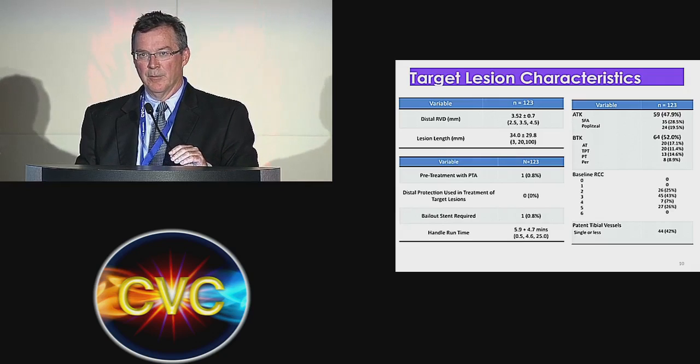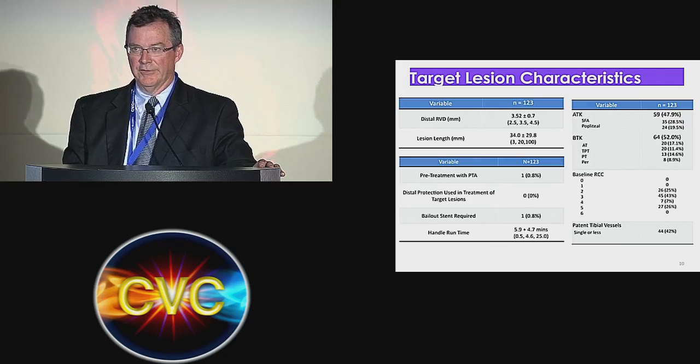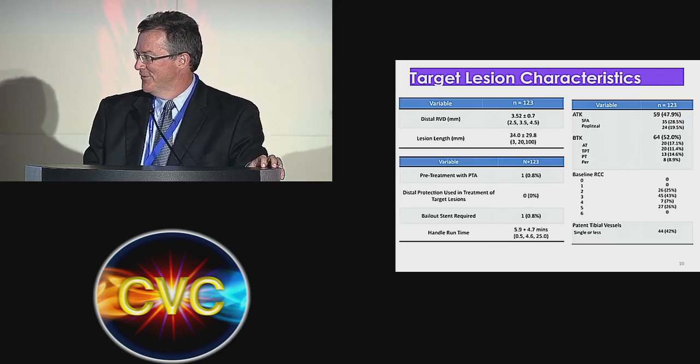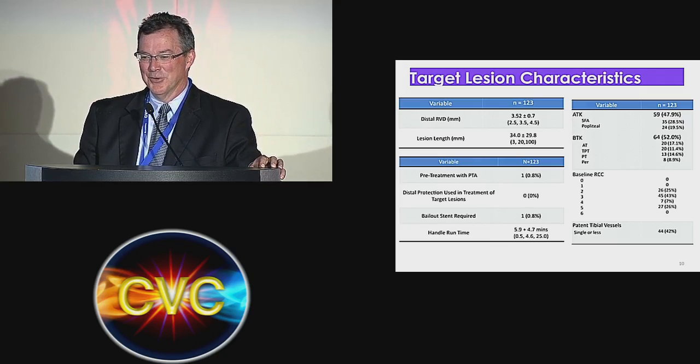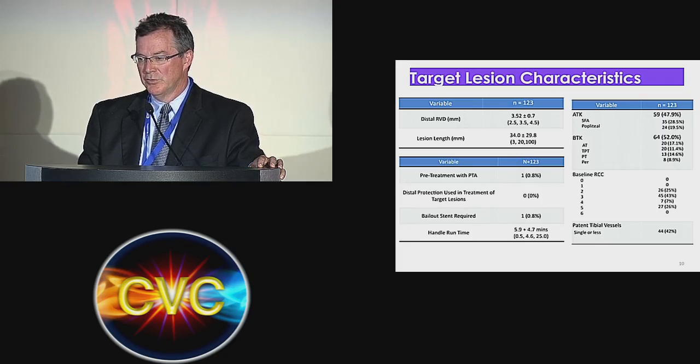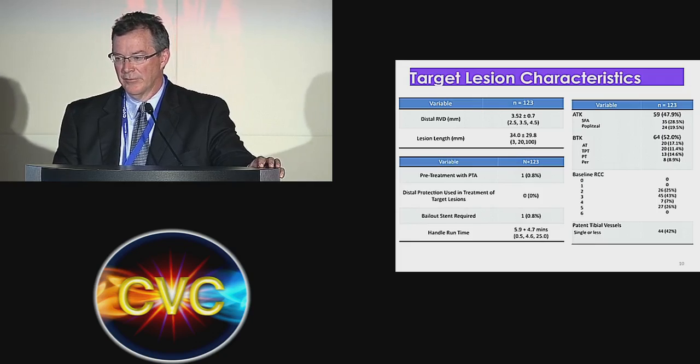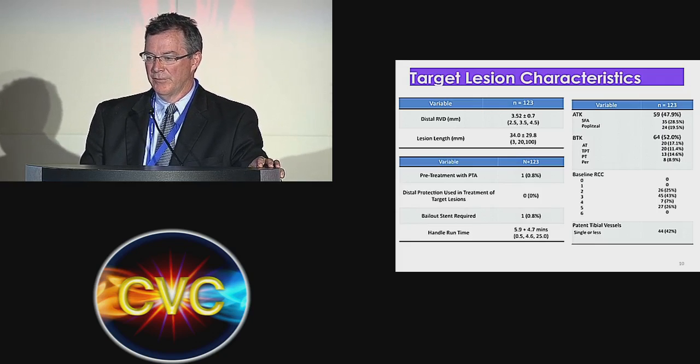You can see that the bubble wrap was not used in this case on any of them, much to Eric and Amir's chagrin, I think. Bailout stenting was very low, and you can see the handle run times there. Above the knee was roughly half the patients, below the knee as well. Most of them were popliteal and infrapopliteal vessels. You can see the inclusion was Rutherford 2 to Rutherford 5, with about a third of the patients being Rutherford 5 and 4.